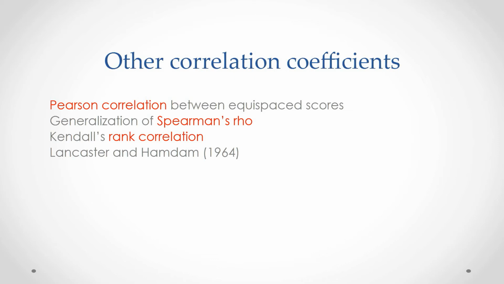If equally spaced scores are assigned to the rows and to the columns, then we can use a version of the Pearsonian correlation coefficient. If rank type scores are used, this correlation becomes a generalization of Spearman's rho. We can similarly use the same idea for Kendall's rank correlation. For a review of the literature on the use of other correlation coefficients, you are referred to the book by Agresti or the publication due to Lancaster and Hamdan.